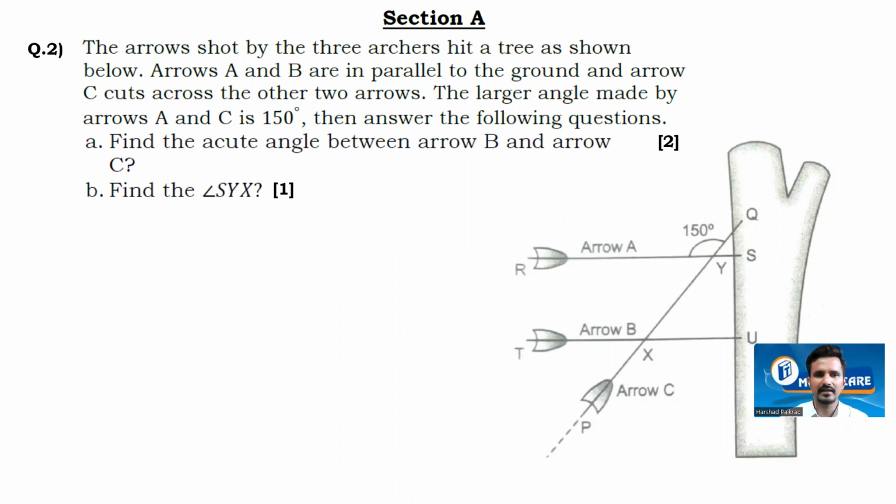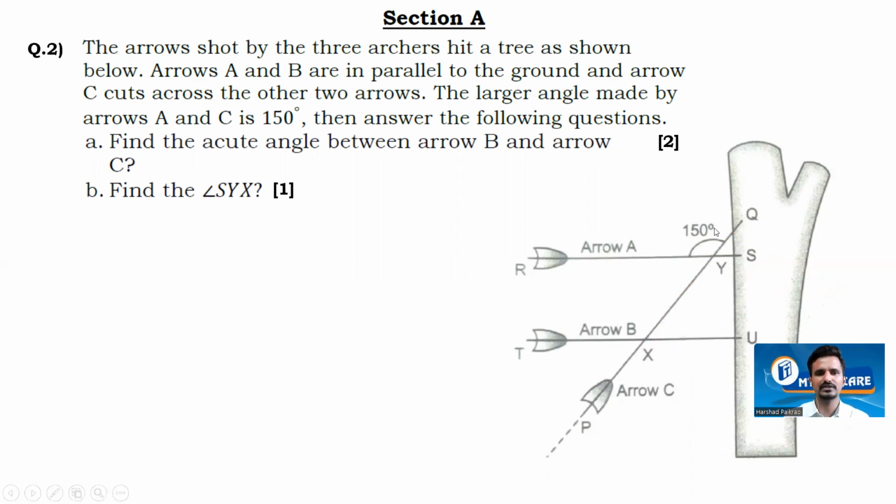B, find angle SYX. So there is a figure given to us and there are two sub questions, question A and B. So let's understand the figure first. There are three arrows, as you can see. The first is arrow A, the second is arrow B, and you can notice that these two arrows are parallel to each other. So we can consider them as parallel lines. Now there is a third arrow, arrow C, which cuts the two arrows, right? That means this can be considered as a transversal. So we have two lines and a transversal, and we have to find the angles.